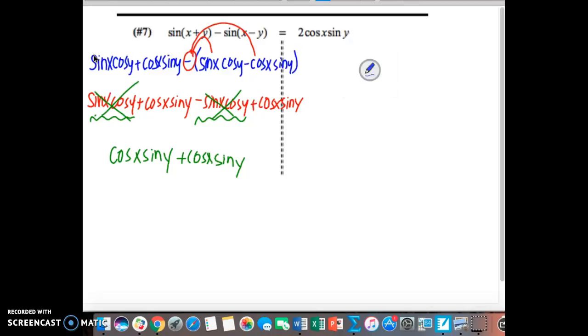Since we have 2 cosine of x sine of y's, this is equal to 2 cosine of x times sine of y, which is what we originally wanted to show in the beginning. So 2 cosine of x times sine of y equals 2 cosine of x times sine of y. Therefore, we have proved this.